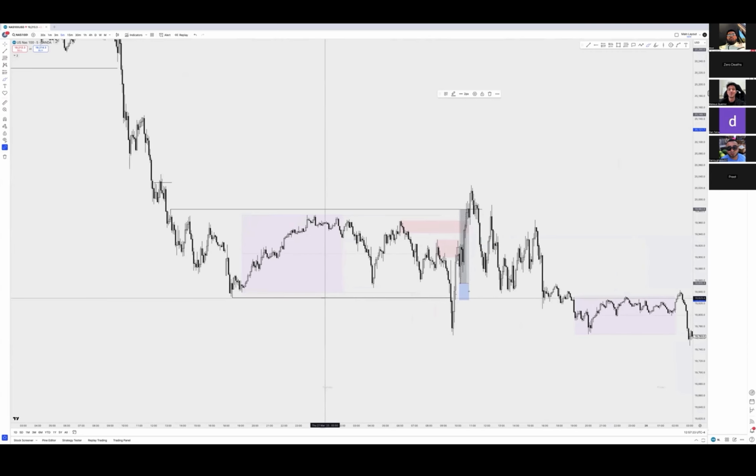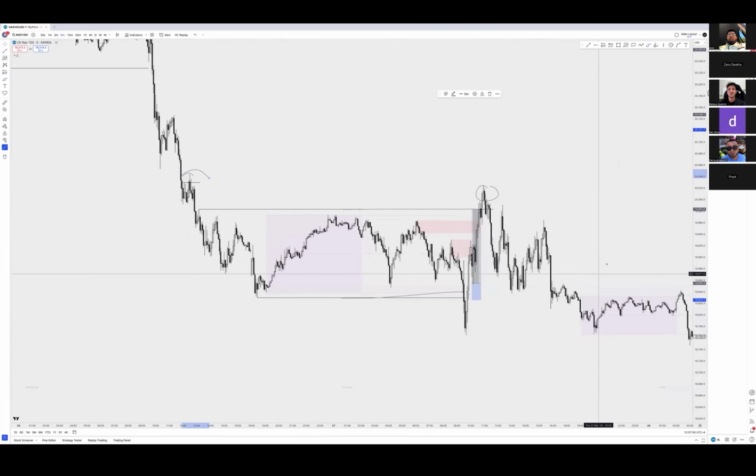You got your BOS to the downside. This is honestly the most simple short you can find. BOS to the downside, you got an imbalance here as well, which gives you a little bit of confluence. Liquidity block above, and then sellers get trapped over here. Sellers get trapped. That would be entry, stop loss above, and then taking it straight to the lows.